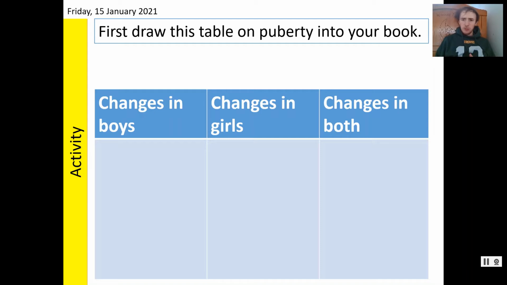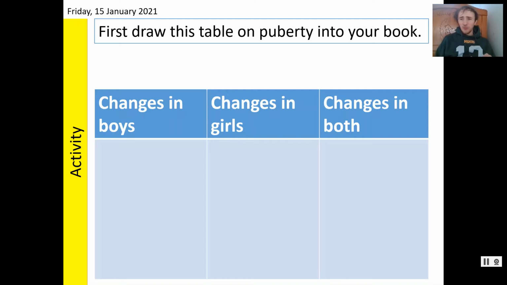Changes in both. You are looking at increased height. So both of them gain increased height and therefore increased weight, but that's just as a product of increased height. Talking about body hair growth, both of them do grow hair on their bodies. And do anything else? Oh, emotional changes, of course. Becoming attracted to the opposite sex, that kind of an idea. So that will do just fine.